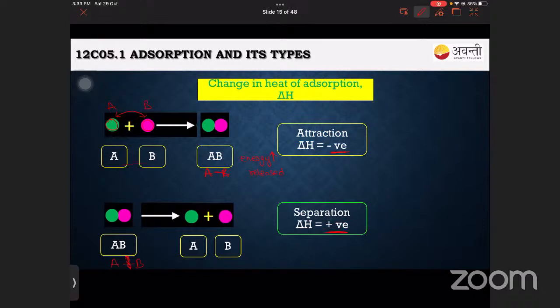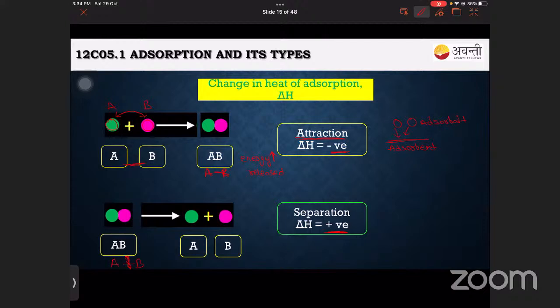Now, in the first case, the bond is formed due to attraction between the adsorbent and adsorbate molecules. Because of this attraction between the molecules, the energy is released, right? Here we are not breaking the bonds in adsorption. We are making the bonds.